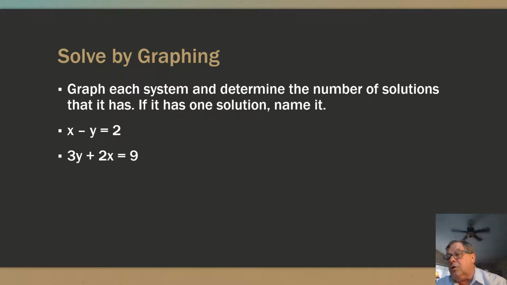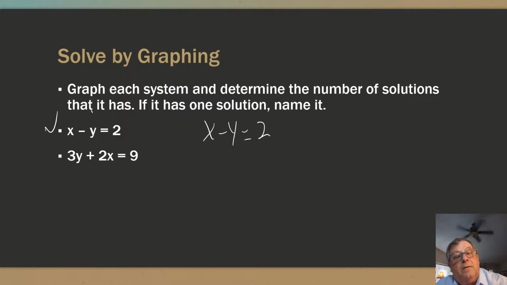Now, in order to graph these on a graphing calculator, I want to get these equations in slope-intercept form. In other words, y equals. So I'm going to need to solve both of these equations for y. Now, this first one actually is in standard form. The second one's close to standard form. It would be if it was 2x plus 3y equals 9. But I need this in y-intercept form.